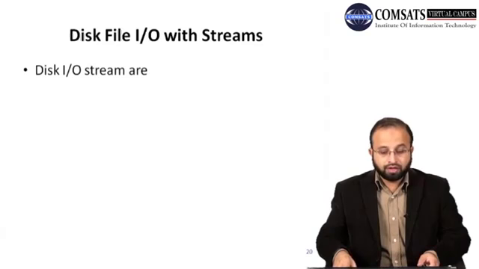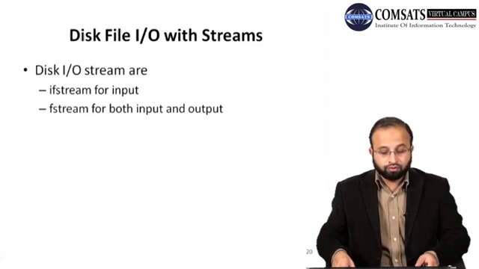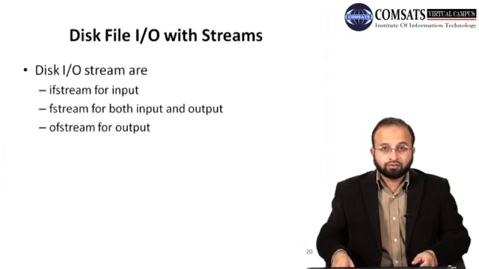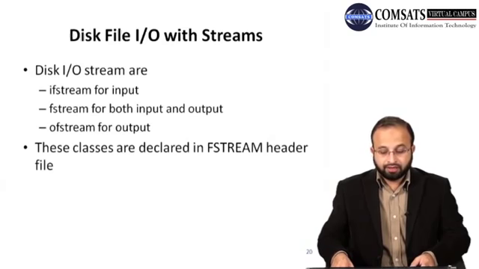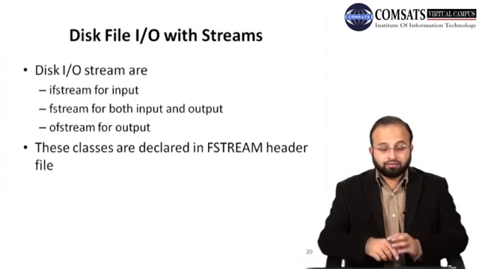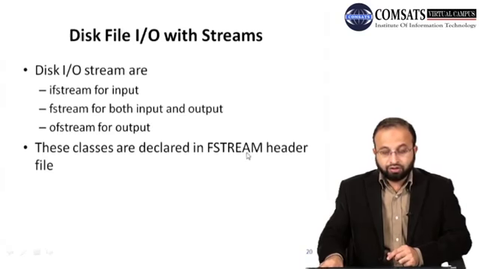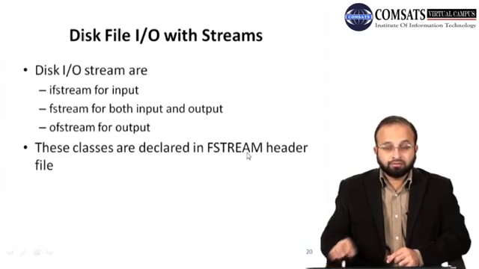So the disk I/O streams are ifstream for input, fstream for both input and output, and ofstream for output. ifstream is the input file stream and ofstream is for the output, right? These classes are declared in the fstream header file. So whenever we create an object of the ifstream class, we can perform input operations on a file, and we have to include the fstream header before that.